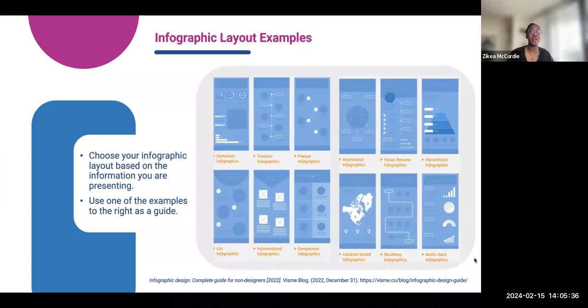Now, you want to choose your infographic layout based on the type of information you're presenting. We have a few examples on the right that you can use as a guide. If you're showing statistical information, you may want to put the key statistics at the top, and then add your supporting text or any other supporting statistics under. If it's a timeline, you may want to set it up in a way where you have the information on one side, or maybe an image on one side and information on the other. And once again, this PowerPoint will be shared.